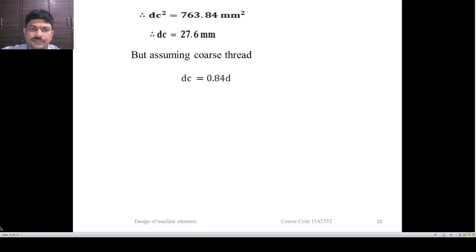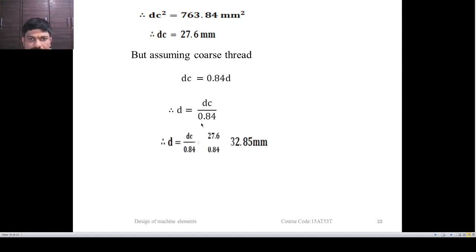But assuming coarse thread, dc is equal to 0.84 D. Substitute the value and rearrange the term for the nominal diameter D. Therefore D is equal to dc divided by 0.84, that is 27.6 divided by 0.84, which gives 32.85, nearly equal to 33 mm.